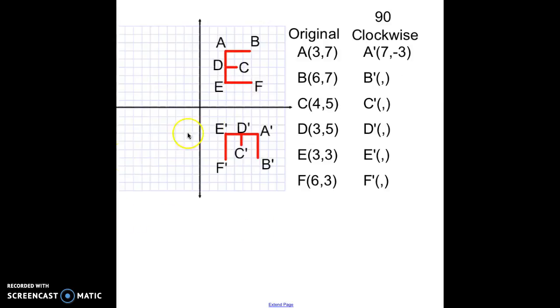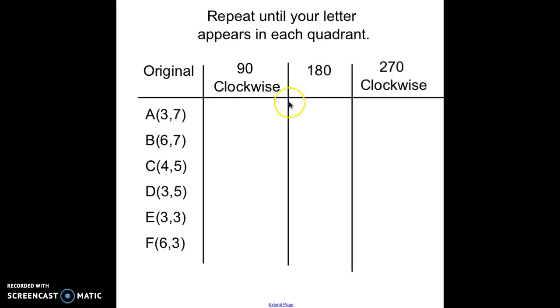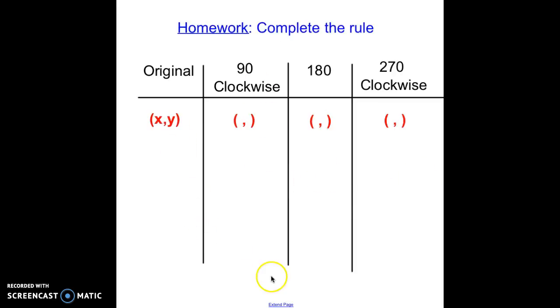Then after one more rotation, they'll be in this third quadrant, so 180 degrees, and then one more rotation would be 270 degrees. Notice this is all talking about clockwise rotations. It's going to be the same for counterclockwise rotations, but we'll talk a bit more about what that looks like tomorrow.